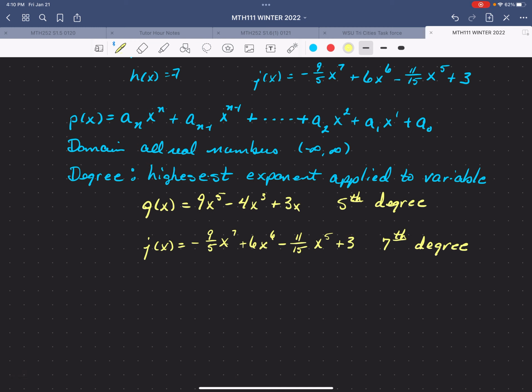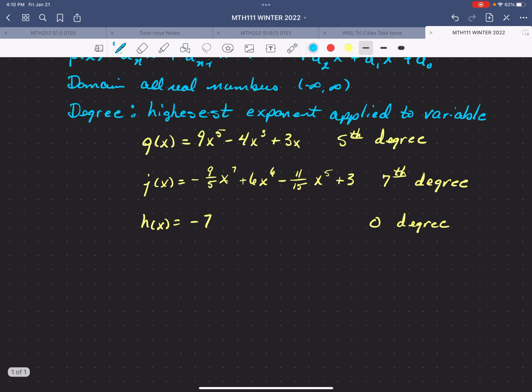Right? Now, I also told you that this guy, h of x equals -7, is itself a polynomial. Well, implied here, there's an x to the 0 because any number to the 0 power is 1. So this is a 0 degree polynomial. Okay? Now, we also can talk about terms. So the terms of a polynomial are the quantities that are added together.